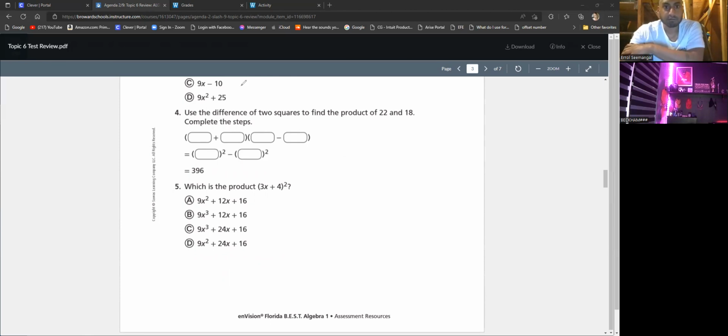Difference of two squares, like this, x squared minus y squared, or 9 squared minus 4 squared, or something like that. Difference just means subtraction. Two squares just means two variables squared, two numbers squared. Product just means multiplication. Okay, so how can we write this one as a square, and how can we write this one as a square?